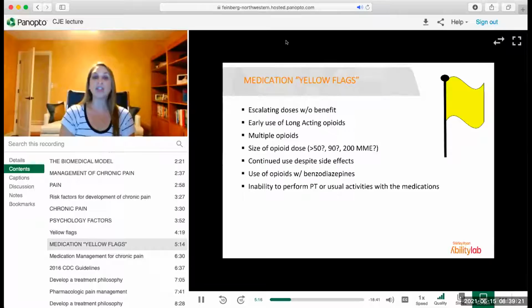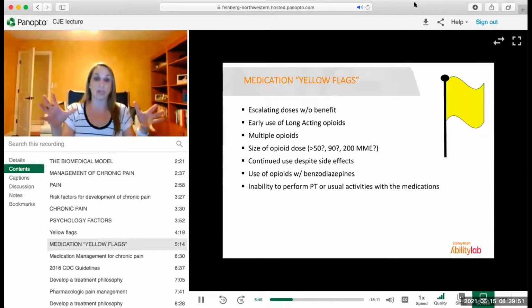Now think of medication yellow flags. It could be that they're increasing dosages on the medications. We keep going up, up, up, but they're not getting any better. If you're just using more medicine without any benefit, more is just more. More isn't exactly helpful. They might start using long-acting opiates early, and we're going to talk more about meds later, but that's really meant to be a later treatment. So if they're using that early, that's kind of a yellow flag. If they're on multiple opiates, again, another yellow flag.